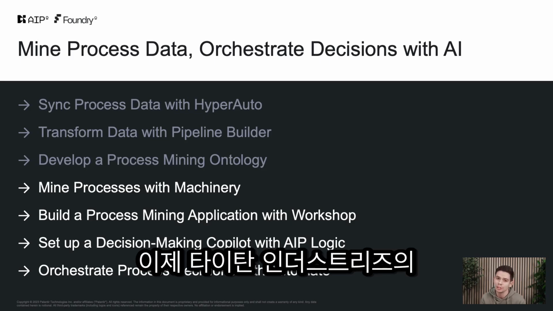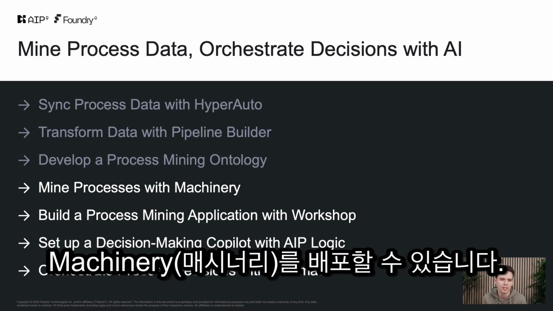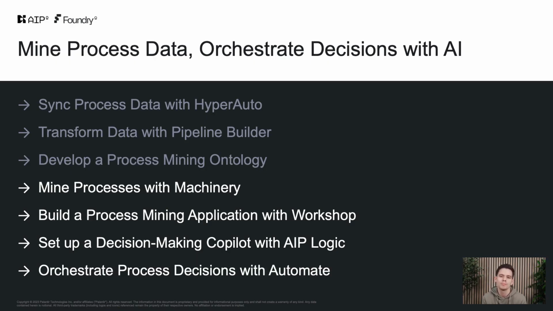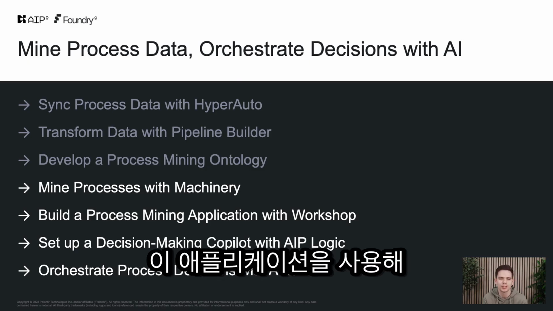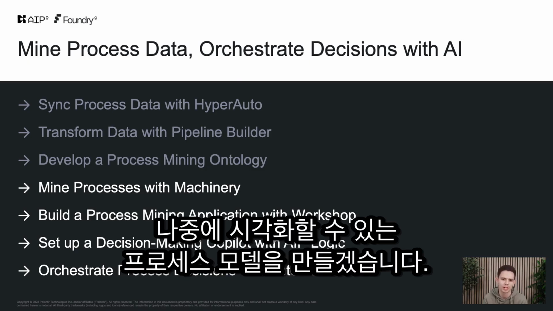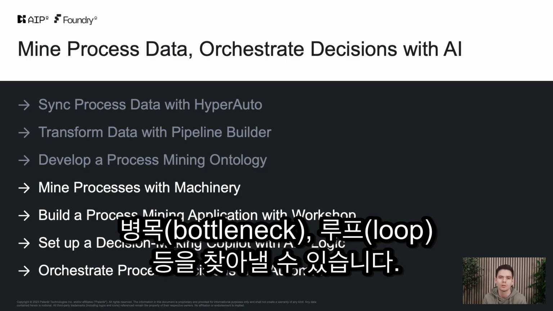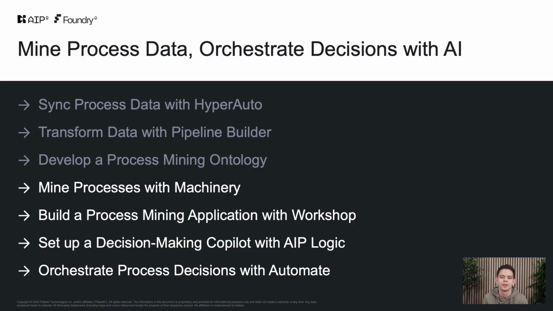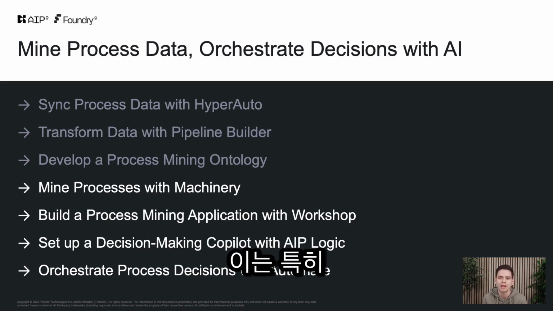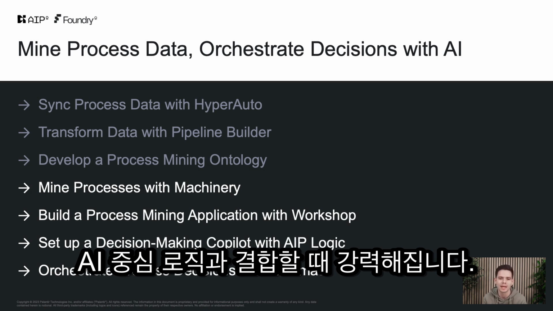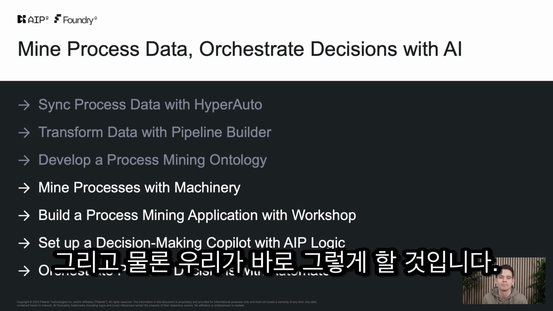Now that we've built our ontological representation of the order-to-cash process at Titan Industries, we can deploy Machinery. As a reminder, Machinery is Foundry's process mining application. We will use this application to create a process model that we can then visualize. And by doing that, we can discover unexpected process flows, bottlenecks, or loops within the process. With this knowledge, we can then directly take action to improve the process, which becomes especially powerful when we combine these capabilities with AI-centric logic. And that's exactly what we'll do, of course.